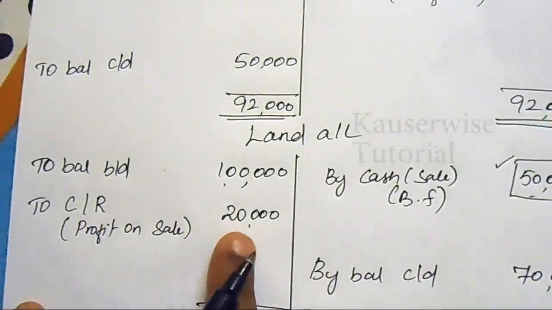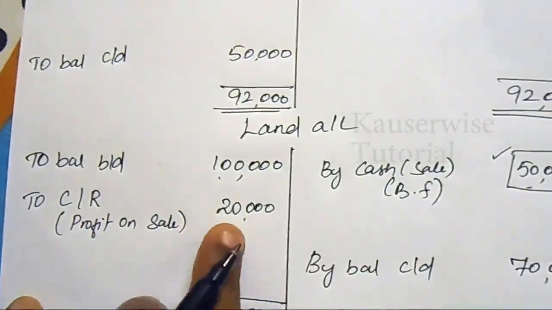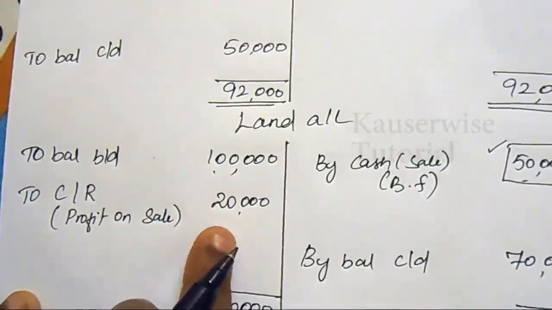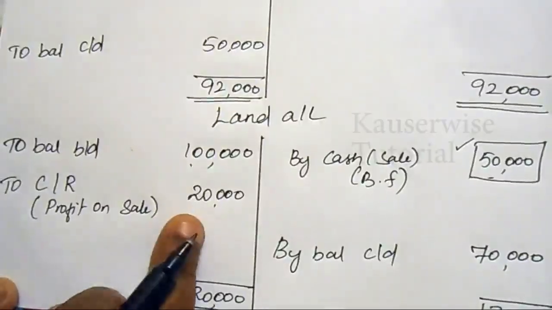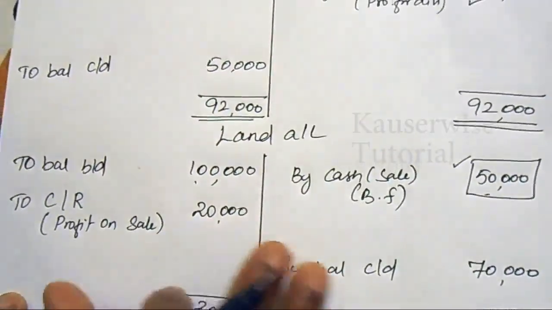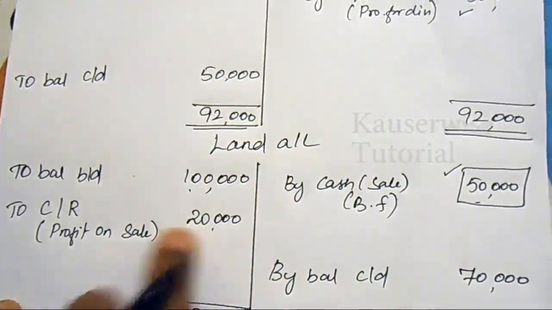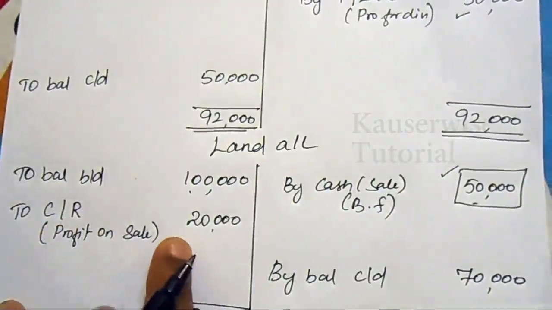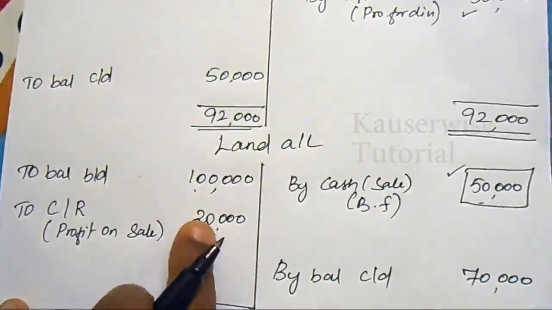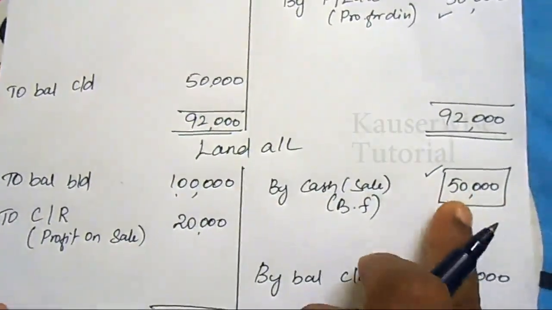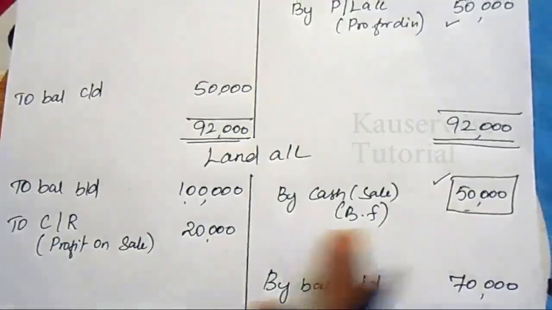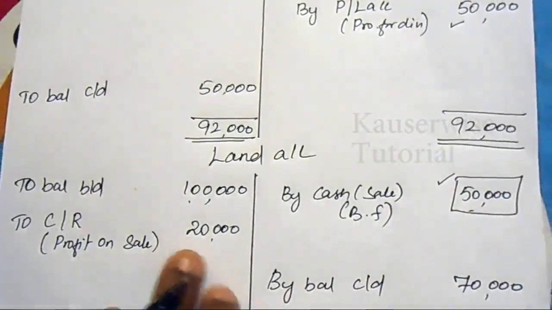See, this 20,000 profit on sale, if this amount is transferred to profit and loss account, then it will be taken into consideration for fund from operation. But according to this problem, this 20,000 is transferred to capital reserve, which means the profit on sale is already included in the selling price. So this amount we are going to record in inflow of fund, that is sources of fund. So again, you need not show this amount anywhere.